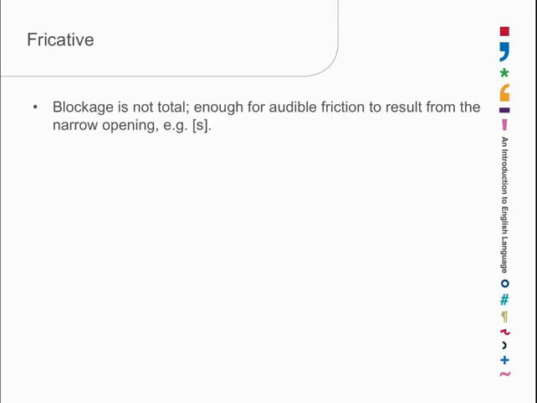In the case of fricatives, the blockage in the cavity isn't total. There's just enough room for some audible friction. Try the sound S. You'll notice that there's a slit in the front of your mouth. You can again see it if you look in a mirror. S. And the hissing sound is created by the air squeezing through this narrow opening. This is a result of friction between the air and the tiny little cavity that's left for it to escape from, and so these are called fricatives because there is audible friction.